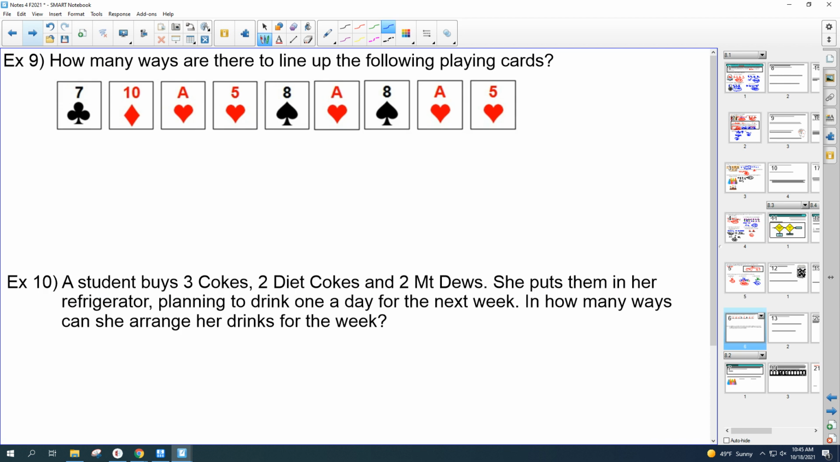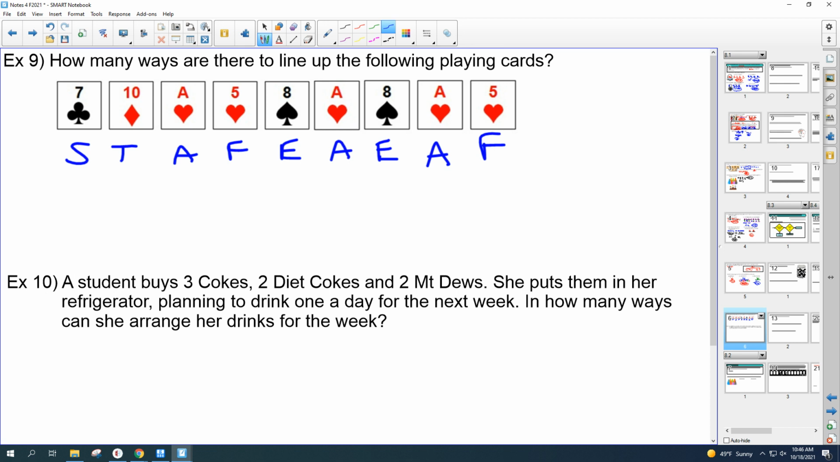Number 9. How many ways are there to line up the following playing cards? Okay. This is the exact same question. It's just a different way of writing it. Okay. So you've got a 7 and a 10 and an ace and a 5 and an 8 and an ace and an 8 and an ace and a 5. I just used the first letter of the word that I said, right? It's the same exact thing. You've got this nonsense gibberish word, but you've got some repeats.